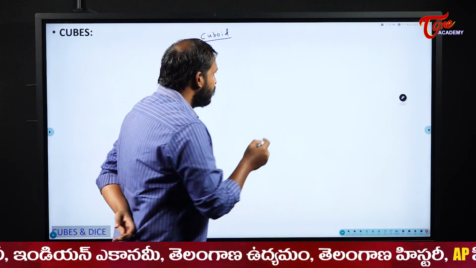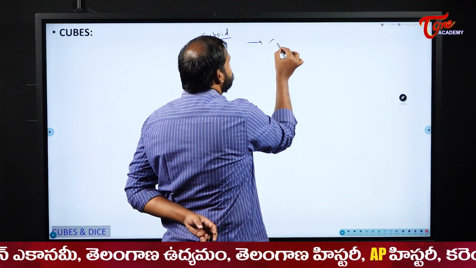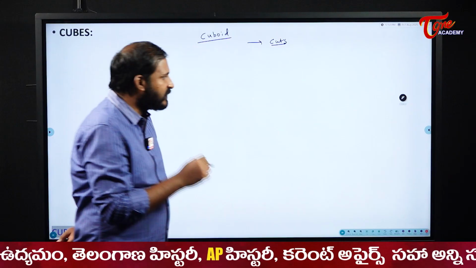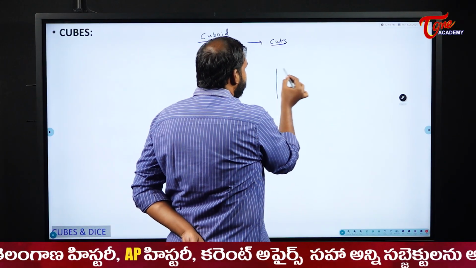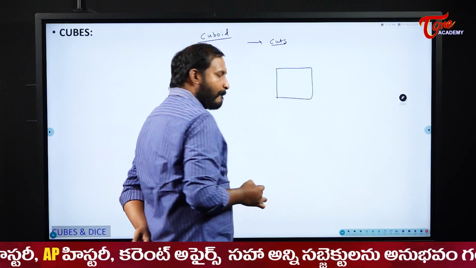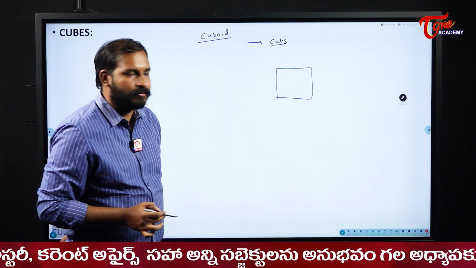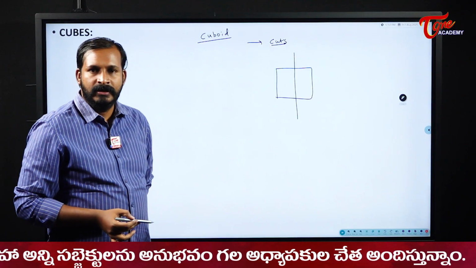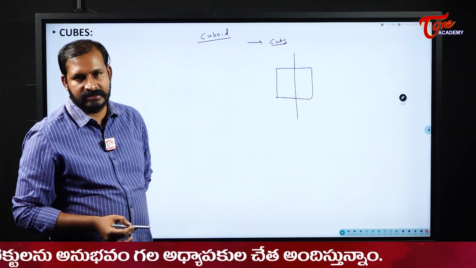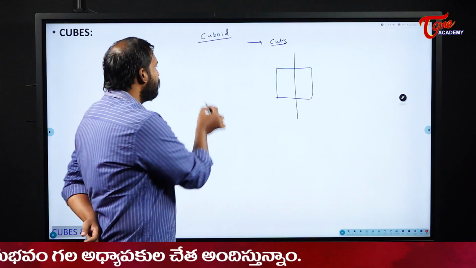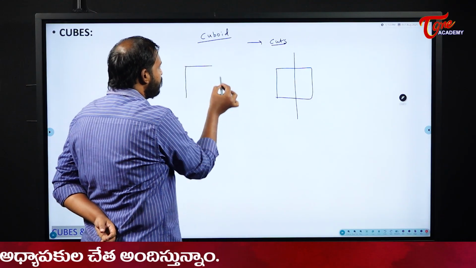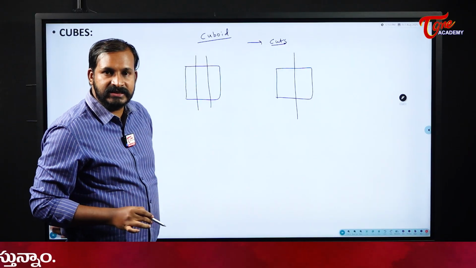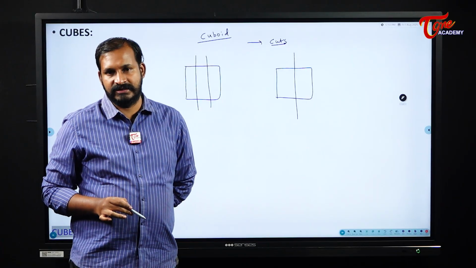Recently they are asking questions based on cuts. Sir, what are these cuts? For example, see here students, this is one face of a cube. Now, if I make one cut here, how many pieces will it become? It will be broken into two parts. Similarly, if I make two cuts, how many pieces will it become? It becomes three pieces.